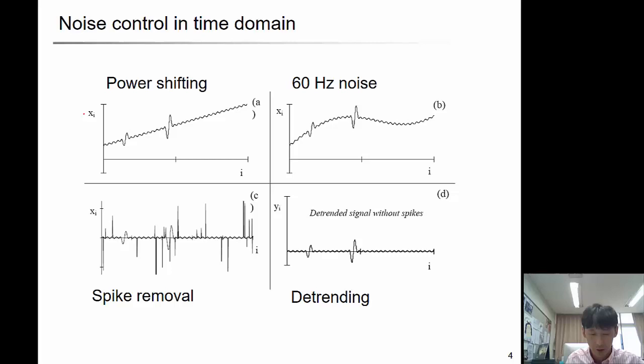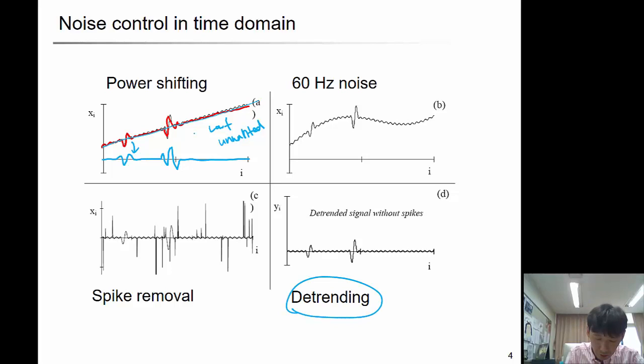Let's say that you have this kind of signal that's acquired, and we can assume that the linear trend with the low frequency is unwanted signal. So this is a kind of noise. Ideally, you have this kind of signal with the offset zero. So how do we detrend this kind of signal to make it flat and aligned with the zero offset? It's called detrending the signal.